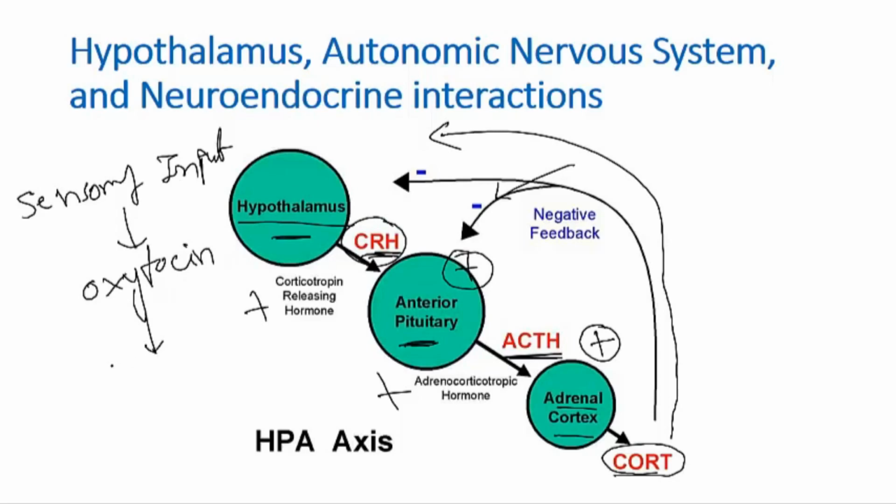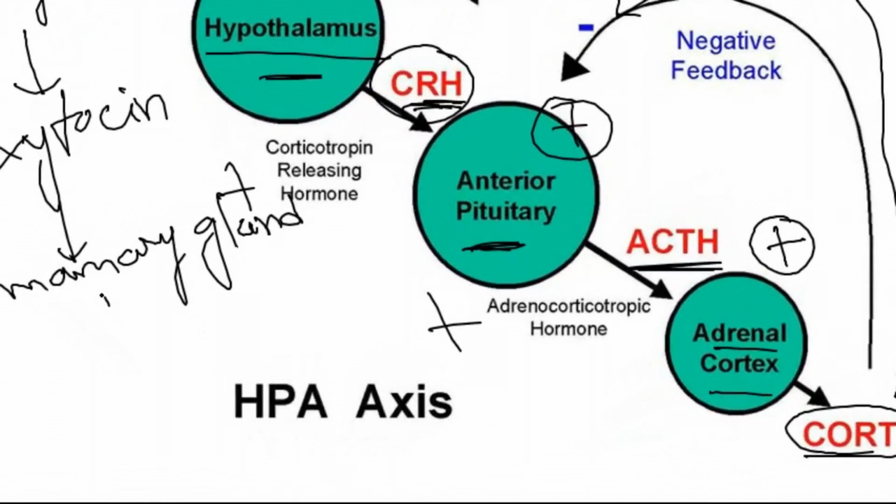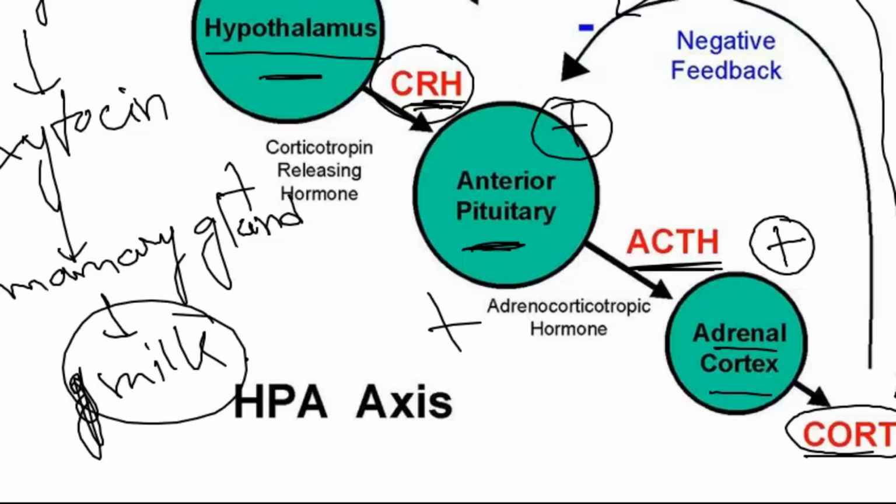Oxytocin will impact the mammary gland or breast in females, and then it starts producing milk. So the suckling effect can start producing milk. Normally it's not being produced all the time. Okay, and another thing is chemically sensitive neurons.